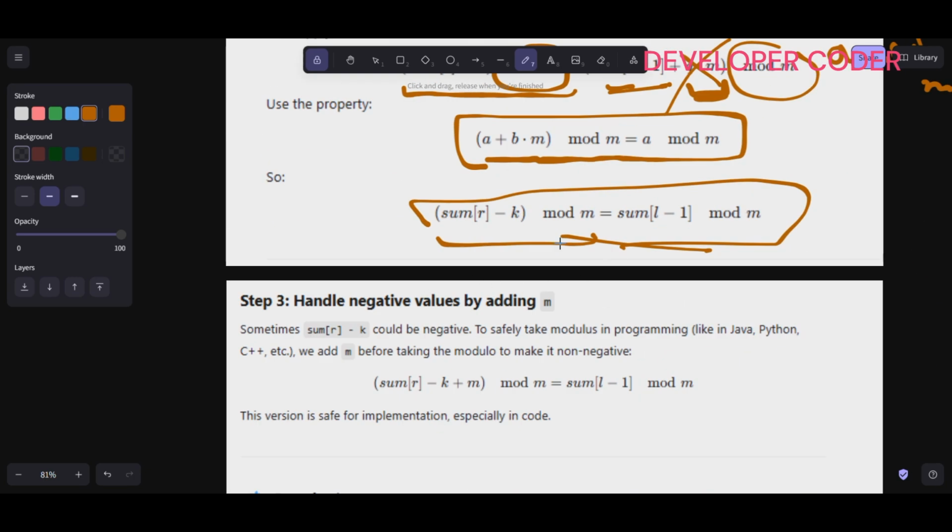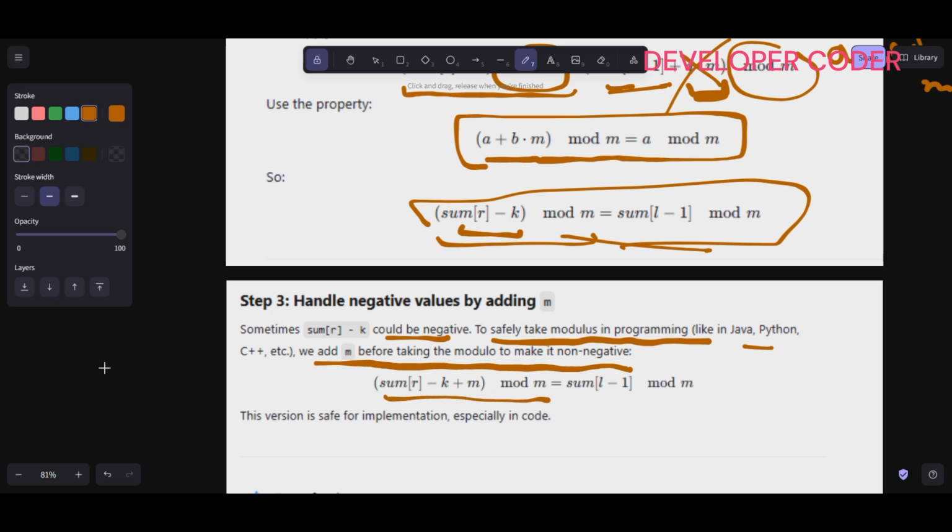Now here, sometimes this sums of R minus K could be negative. To safely take a modulus in programming languages like Java, Python, or C++, we add M before taking the modulo to make it non-negative. So whatever the value here, just add plus M mod M, so it is not going to create any impact.